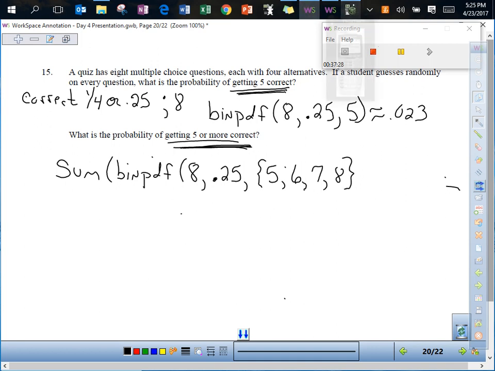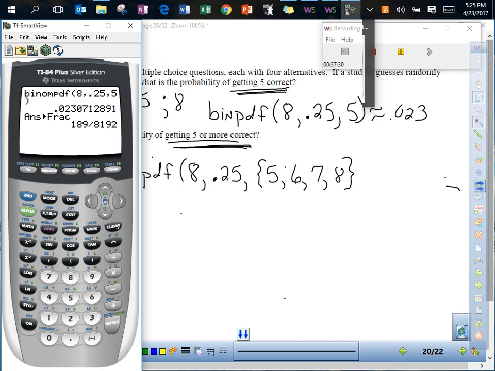So in the calculator, it's going to look like this. I'll clear that out for you guys. I'm going to go second stat, so I could go get the word sum. If you forget the word sum, it'll list it out for you. You'll have to add them up by hand. Second distribution, down to A.